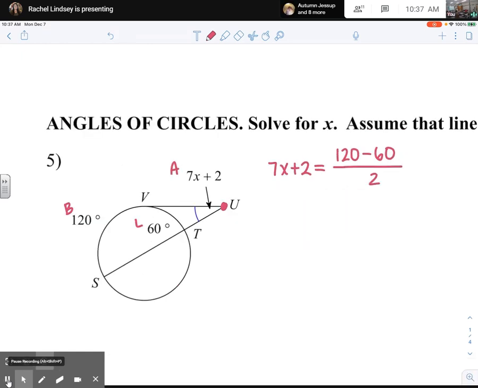120 minus 60 is 60. 60 divided by 2 is 30. So 7x plus 2 equals 30. What's 30 minus 2? 28. So 7x equals 28. What's 28 divided by 7? So x equals 4.